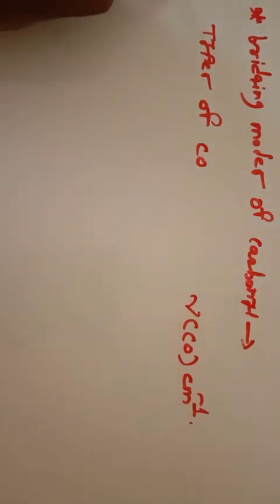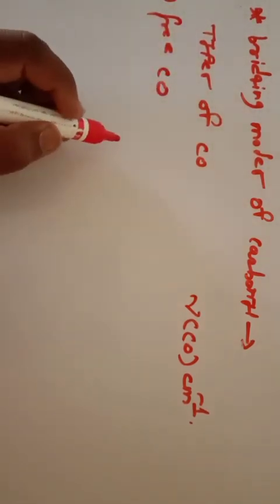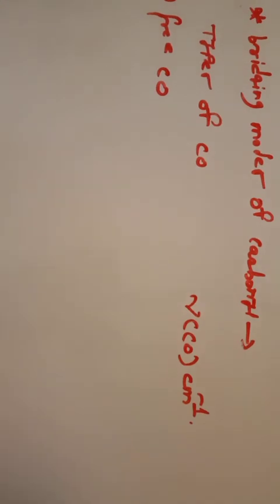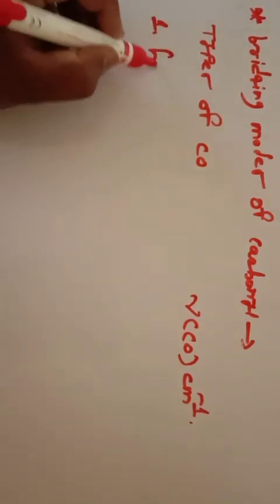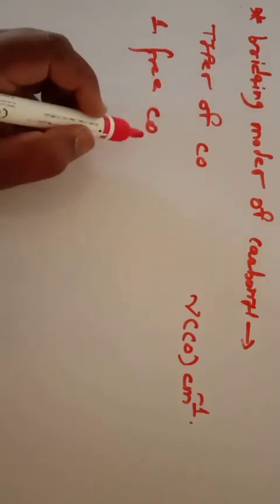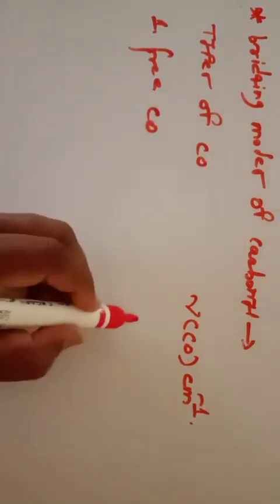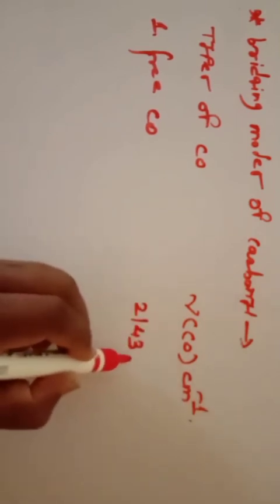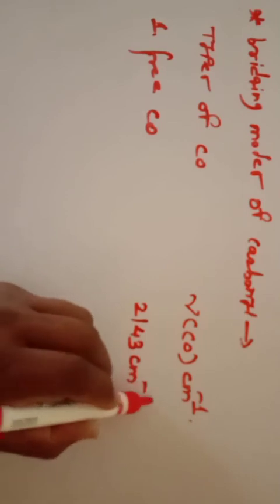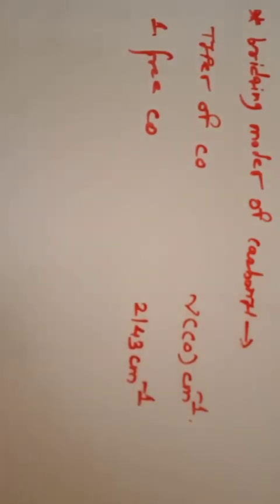So the first case is free CO. Free carbonyl means it is not attached to the metal atom. And if you see its carbonyl stretching frequency, the free carbonyl stretching frequency is 2143 per centimeter when it is not attached to the metal atom.